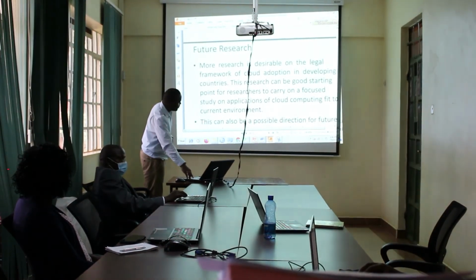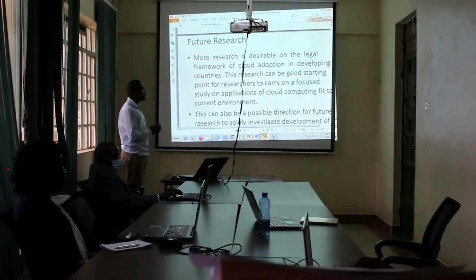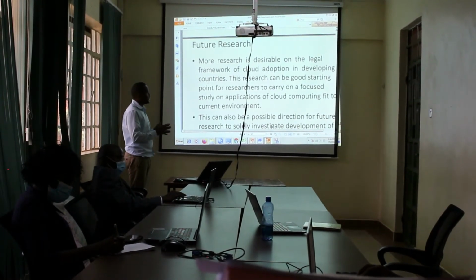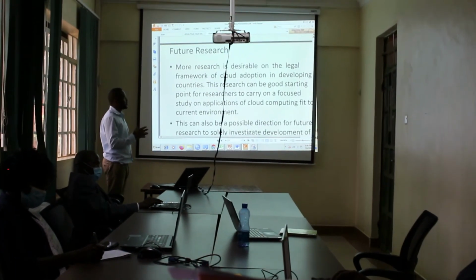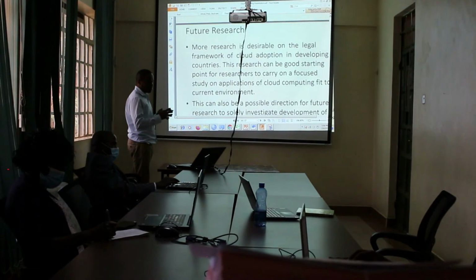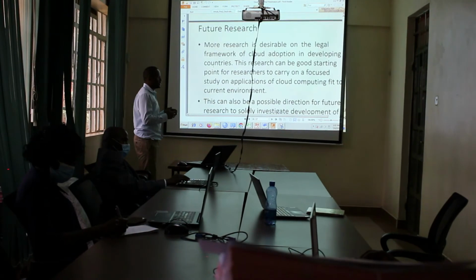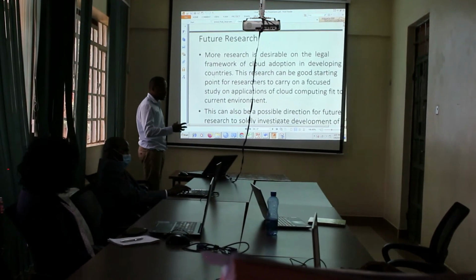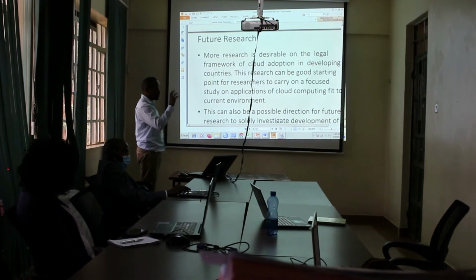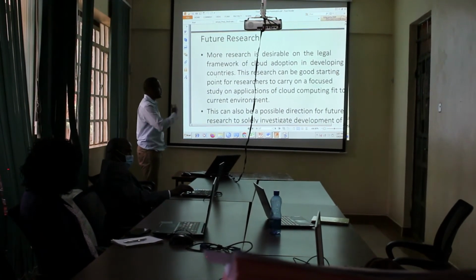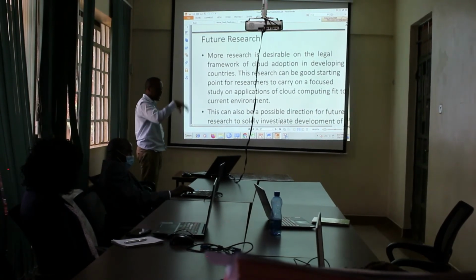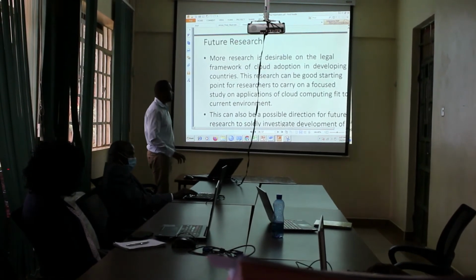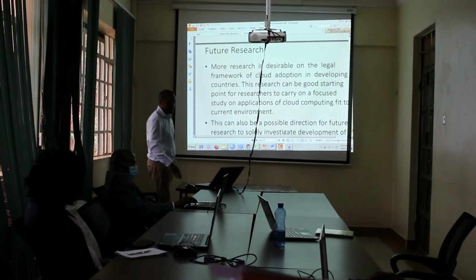So for future research on this area, we say more research is desired on the legal framework of cloud adoption in developing countries. One of the issues identified is that there is no legal framework on implementation of the cloud and also on responsibilities. Who bears responsibility on the cloud? Each player or service provider has their own policies concerning that. So there is a need to develop a legal framework adoptable within a particular environment. This research can be a good starting point for researchers to carry out a focused study on applications of cloud computing fit to the current environment.